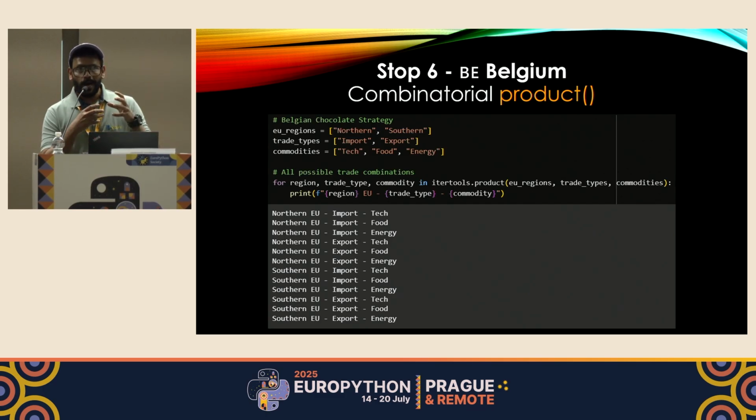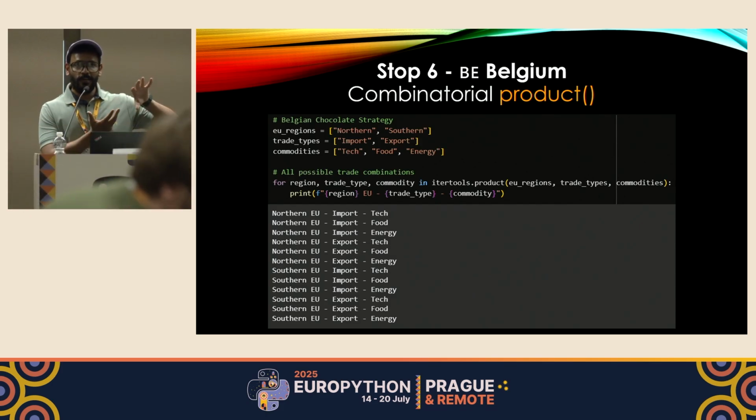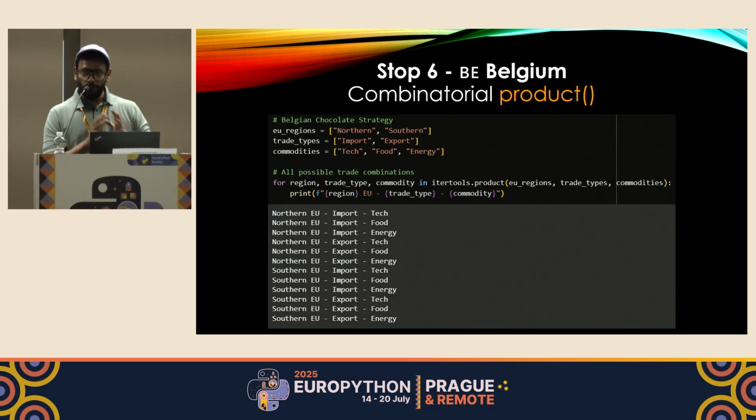If we want to explore the different combinations between the data, for example, whether the South European region is exporting tech or the North European region is importing food, right? If you want to understand those sorts of combinations, the product function will create this. It goes through all possible combinations from the three lists that you are seeing on the screen, and it gives us 2 into 2 into 3, which is 12 combinations, one at a time.